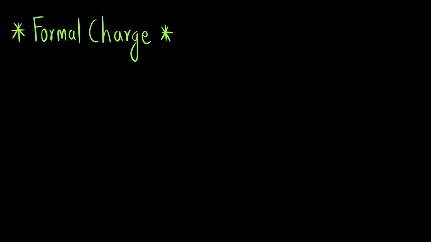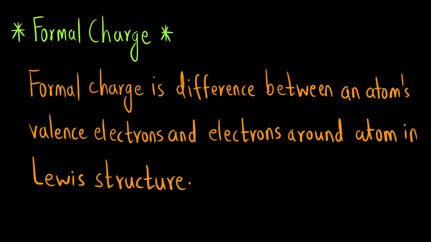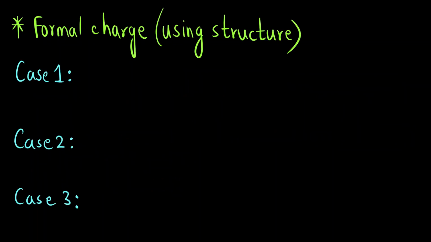formal charges. Now, before understanding the method of assigning formal charge, let us first understand what is the meaning of a formal charge. So what is formal charge? Formal charge is the difference between an atom's valence electrons. Valence electrons means electrons present in the outermost shell. Electrons present in the outermost shell are called valence electrons, and the electrons around a particular atom in the Lewis dot structure. Okay, so now let us understand how exactly we find out the formal charge.